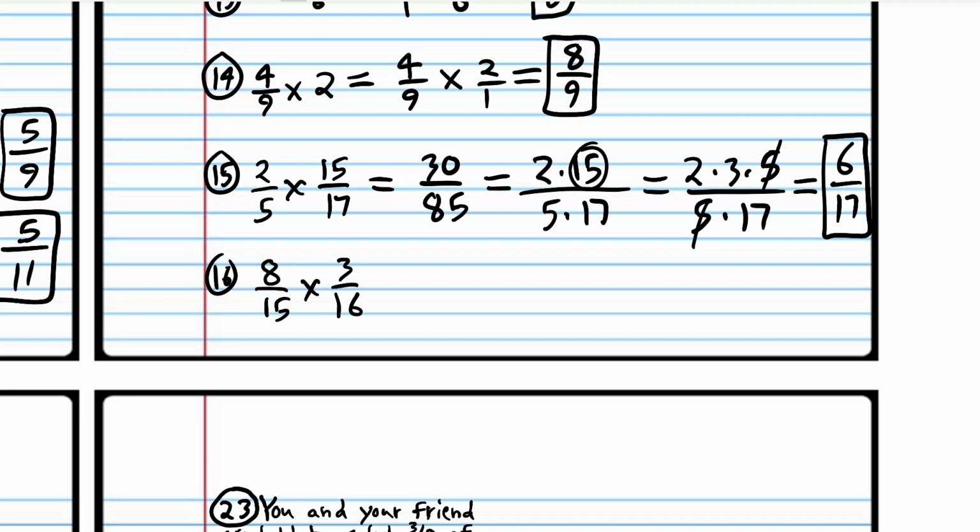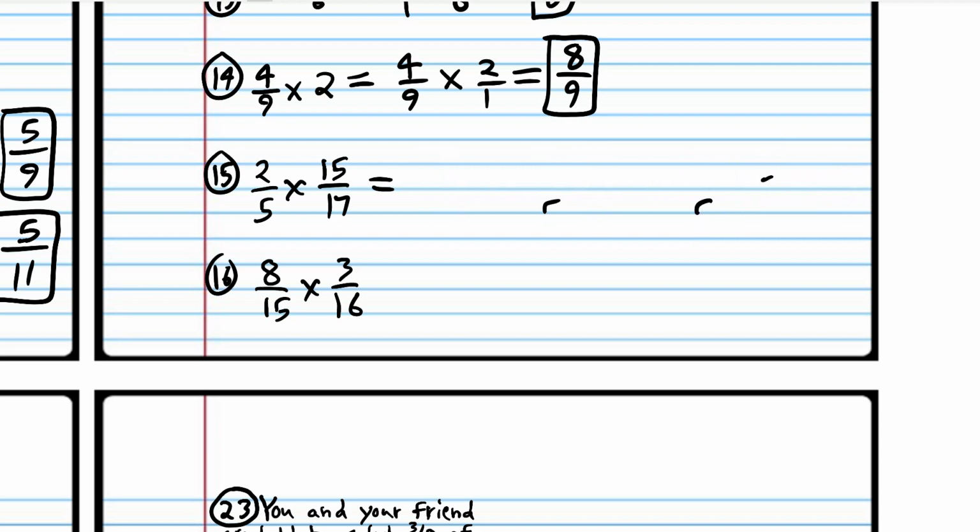But again, as you can see, we went forward to 30/85. Then we went backwards to 2 times 15 and 5 times 17. So that's kind of counterproductive. So instead of just multiplying straight across and finding those huge numbers, there's a faster way to do it. Go ahead and write 2 times 15 without writing 30/85. Just write 5 times 17 and 2 times 15, and then go ahead and factor.